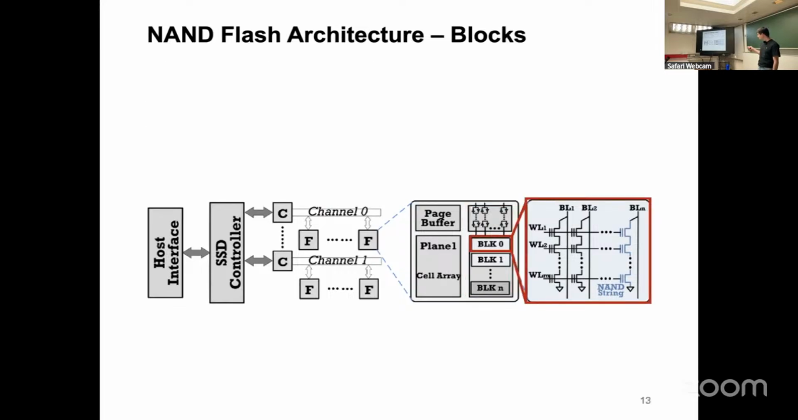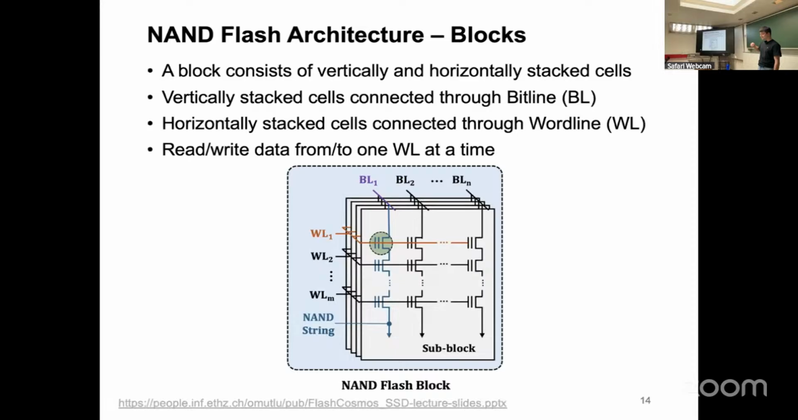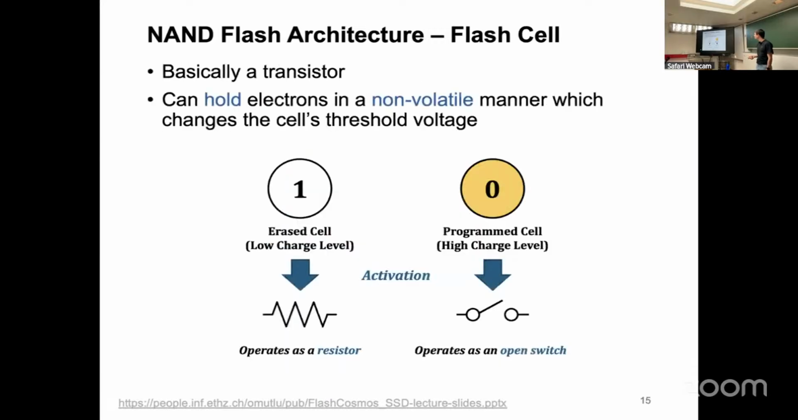So, for the blocks, which are here, they consist of vertically and horizontally stacked cells, where the vertically stacked cells are connected through a bit line, and the horizontally stacked cells are connected through the word line. And we read and write data for one word line at a time. So then the flash cell itself is basically a transistor which can hold electrons in a non-volatile manner. And this then changes the cell's threshold voltage.